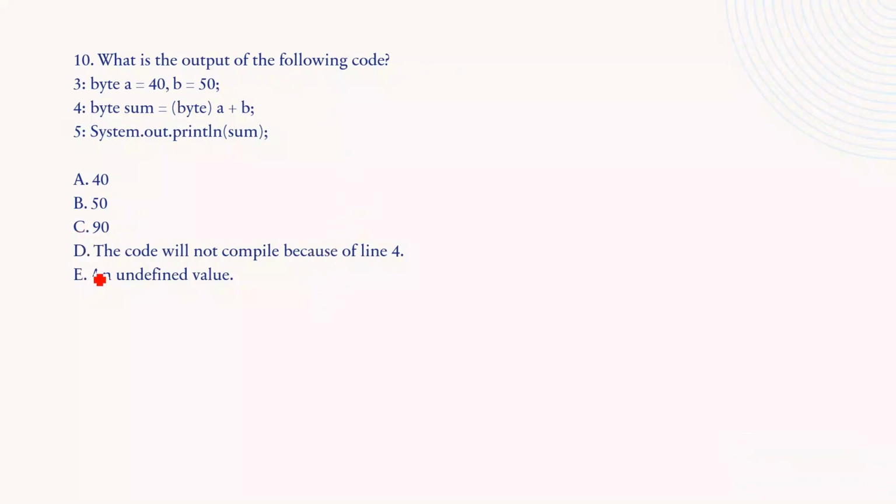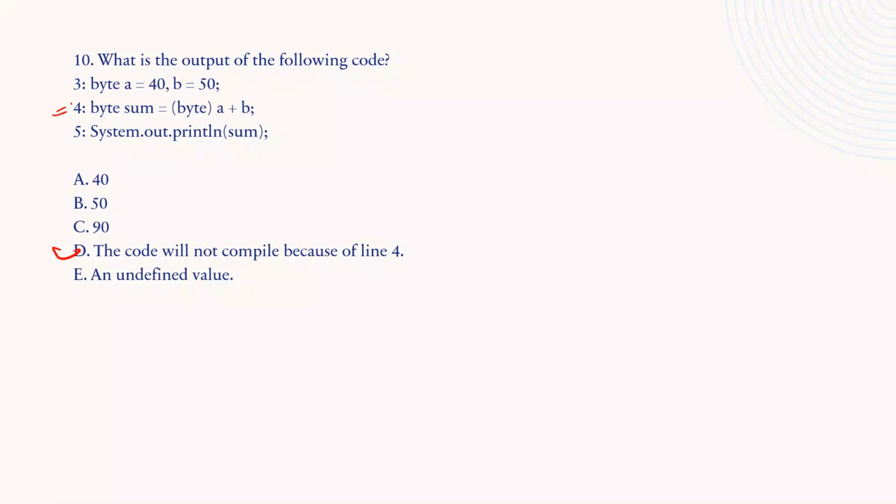Okay, so let's see this question, it's a very simple question and the answer is D basically. The line 4 generates a possible loss of precision compiler error. Line 4, this particular line, right? The cast operator has the highest precedence, so it is evaluated first, so it casts to a byte. Then the addition is evaluated, causing both a and b to be promoted to int values. Cool, following till now?